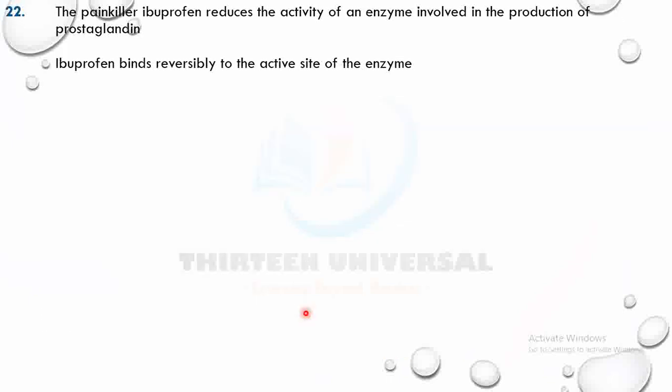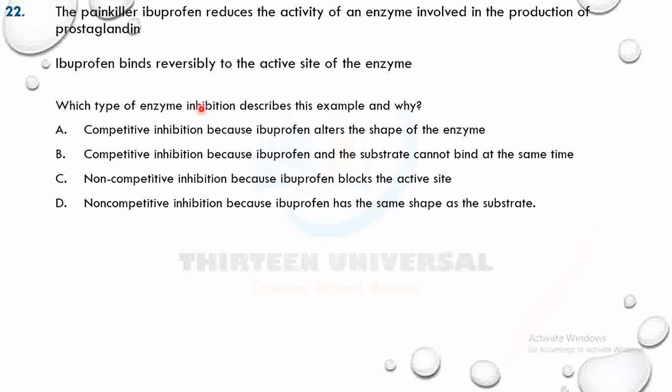All right, let's quickly move on. The painkiller ibuprofen reduces the activity of an enzyme involved in the production of prostaglandin. Ibuprofen binds reversibly to the active site of the enzyme. Consider which type of enzyme inhibition describes this example and why. So if ibuprofen binds reversibly to the active site, which inhibitor is it? I want you to pause the video and answer the question.